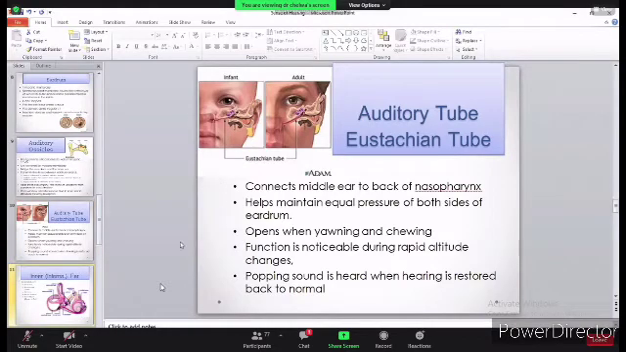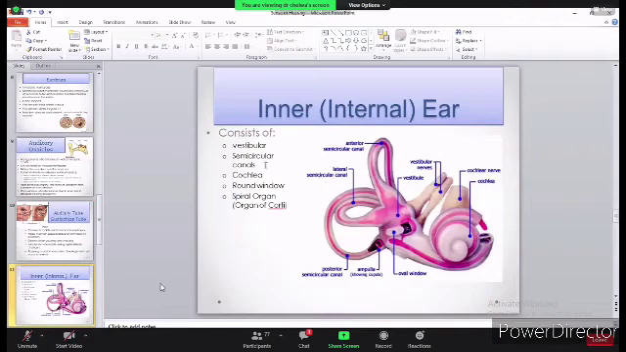Our inner ear consists of the vestibule, the semicircular canals, and the cochlea. Okay. Also the round window, the spiral organ or organ of Corti. All these are on the cochlea. Okay, so just three things: the vestibule, the semicircular canals, and the cochlea.